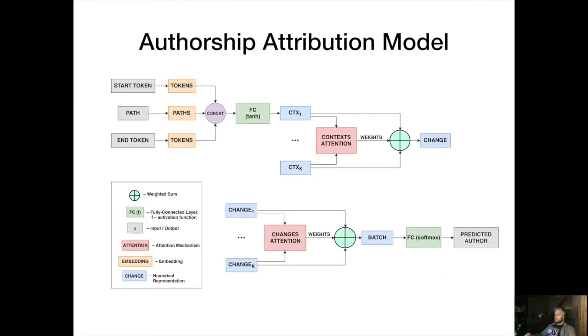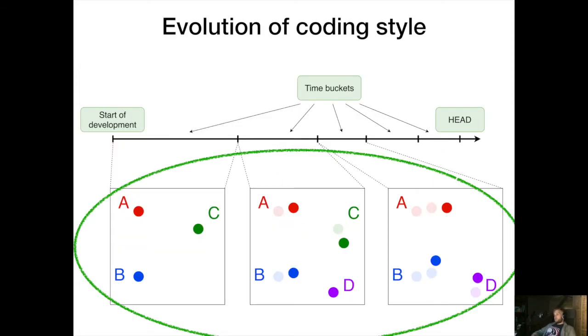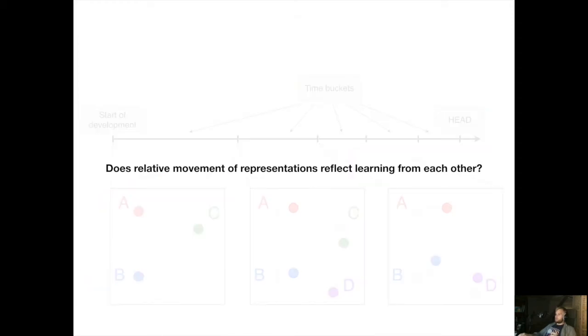I won't go too deep into details on how the authorship attribution model works. I will only say that it's a modified version of code2vec. You can read more in the paper. The interesting part here is relative positions and relative movements of representations. We hope to be able to make sense of it, but can we really? So if A and B are close or are moving closer to each other, does that mean that there is learning between them? We tried to check it with a survey.